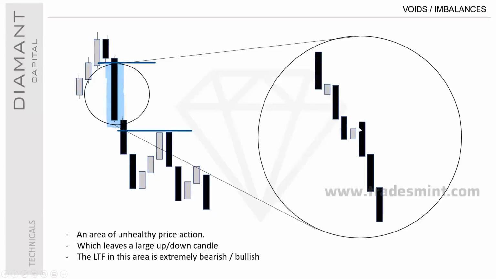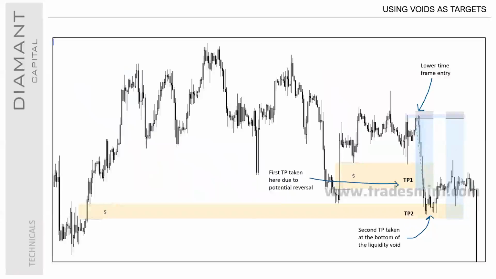Now, what this really is, is unhealthy price action, because you've got such a large gap in the market with no orders, either up or down candles. You've just got a massive move in that direction. And what usually happens is price likes to aim for that area as a draw on liquidity. So a draw on liquidity is when price sort of gravitates to that area. So yeah, I'm just going to go through this example right here.